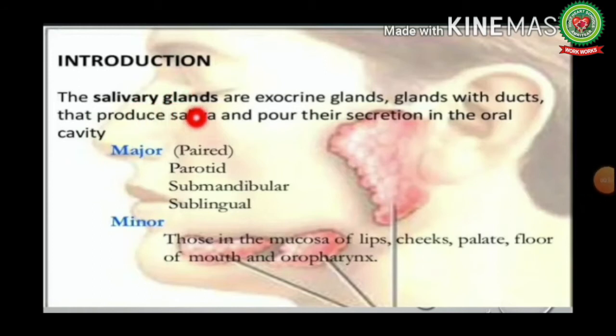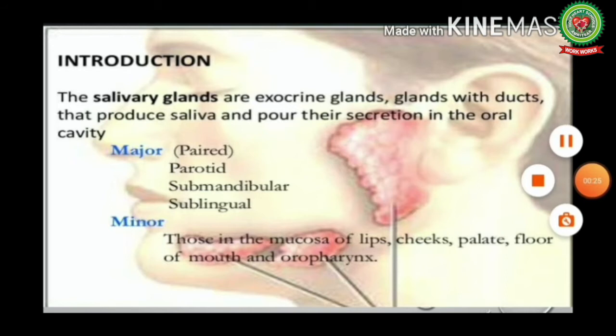First is the salivary gland. The salivary glands are exocrine glands. It means glands with ducts that produce saliva and pour their secretion into the oral cavity. There are three types of salivary gland: parotid, submandibular, and sublingual. Now let's discuss all the types of salivary gland in detail.